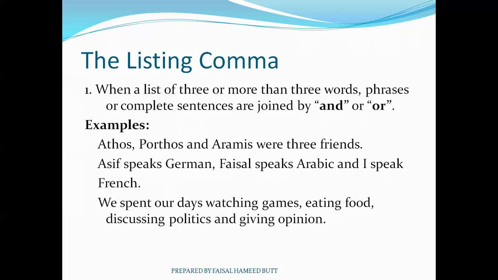So in these examples, what have we learned about using listing comma? In the first sentence, there is a list of words, names of people. In the second, we have sentences. The sentences are short, and they are relevant because they are talking about the same thing, that is speaking languages. In the third, we have a list of phrases in a sentence. So I hope you have understood listing comma. I repeat it. Where do we use listing comma? Where we have a list of words, phrases, or short sentences, and there are at least three of them. And between the second last and last one, we use either and or or. So that was listing comma.